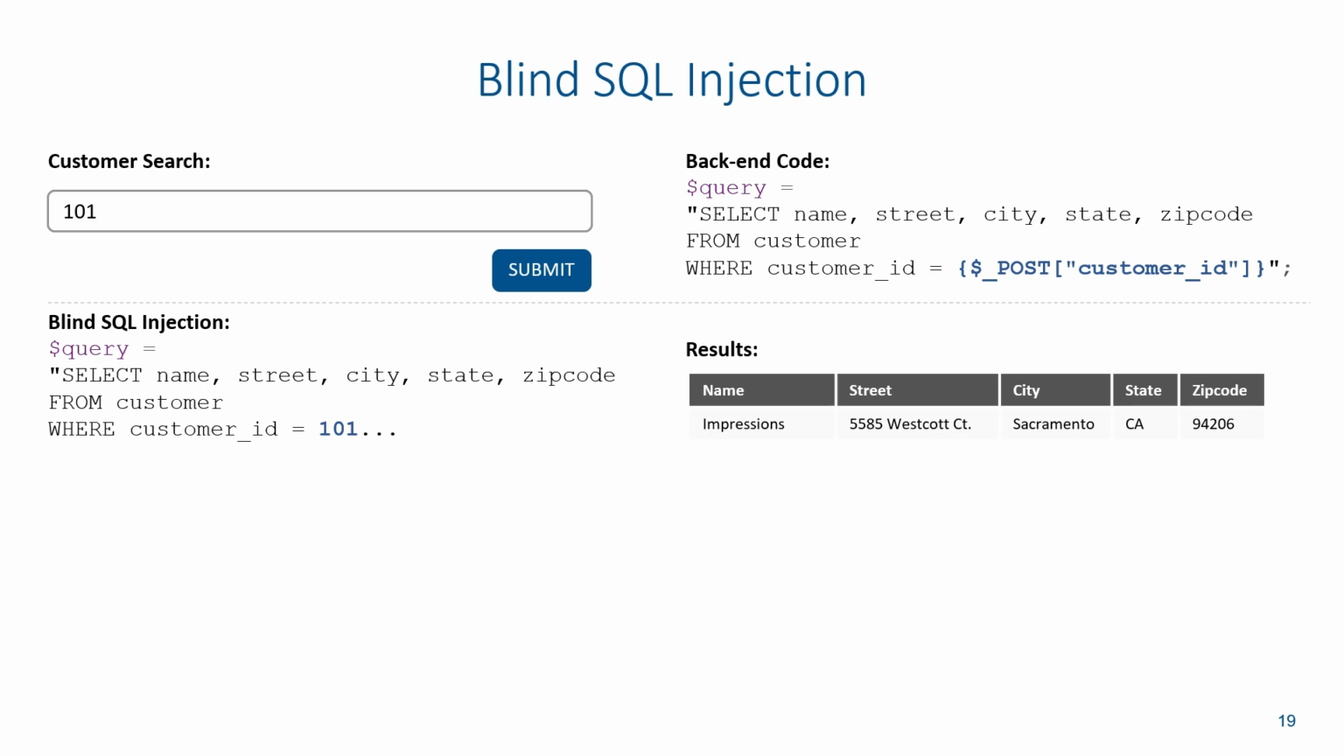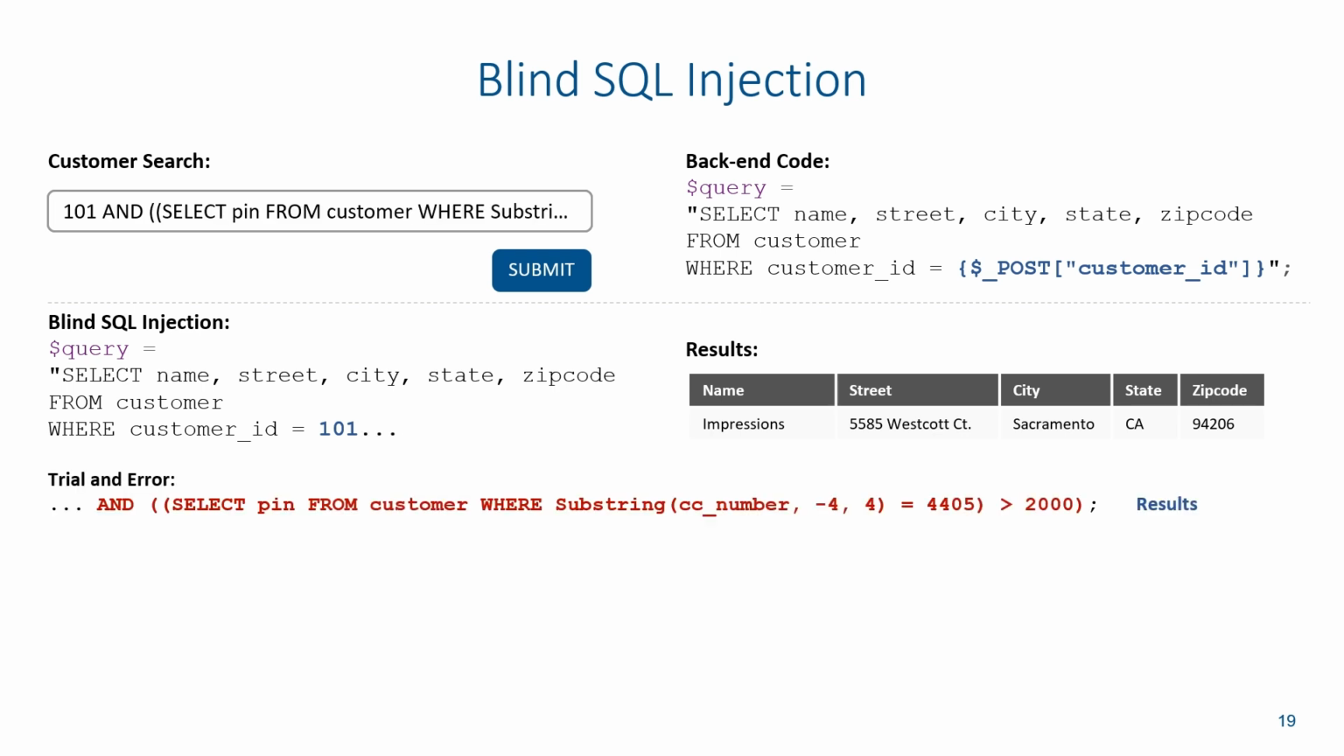For example, through trial and error, I could put an additional criteria using AND with that original criteria. If I get results, then I know the condition is true for both of them. If I don't get results, then I know the condition is not true. So for example, I say 101 and then select the pin from customer where, and then I have a substring here. This substring is grabbing the last 4 digits of the credit card number.